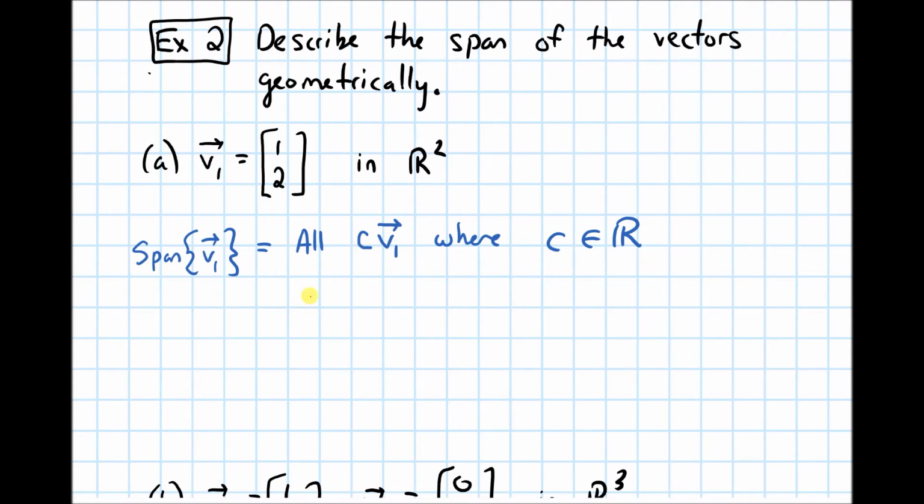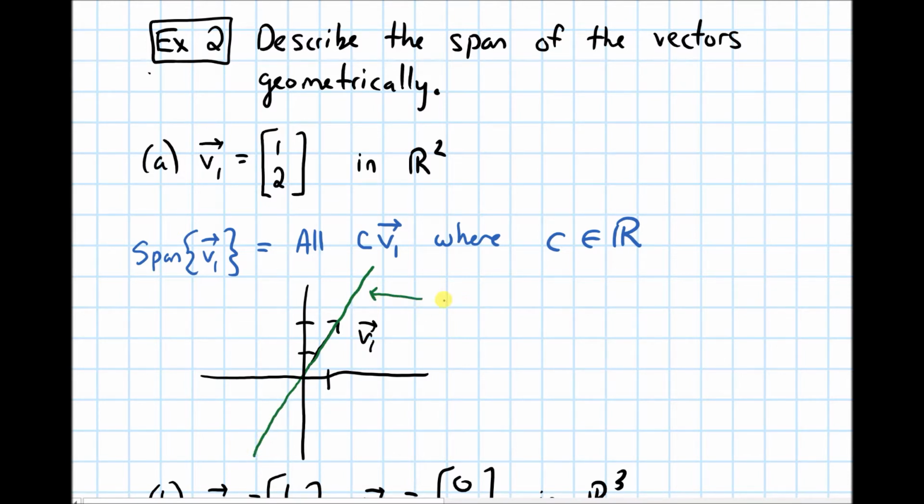So let's draw a picture of that. Let's draw our axes, and then 1, 2. So 1 in the x direction, 2 in the y direction. So v1 looks like this. That's the vector v1. And when I scale the vector and multiply it by c, I can get anything in the same direction of v1, either shorter or longer, or in the opposite direction if I multiply by a negative number. So the span looks like this line. The span of this one vector v1 is this line.